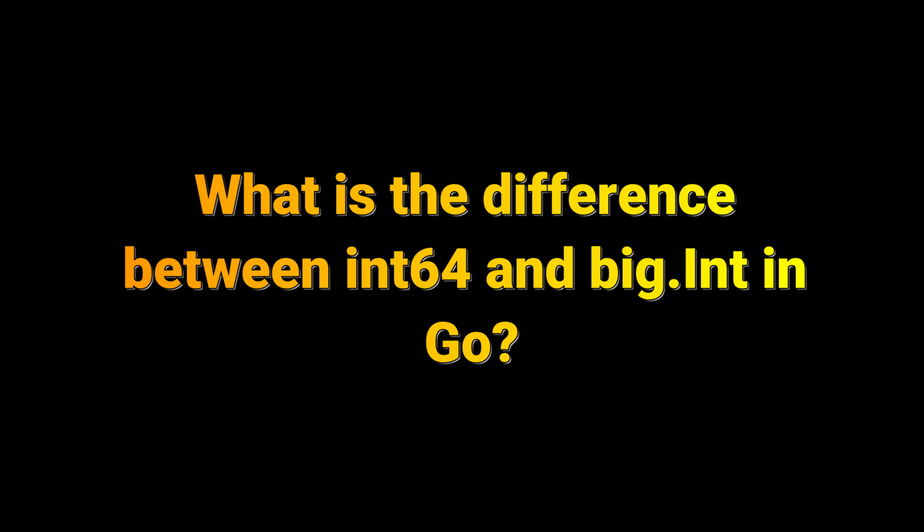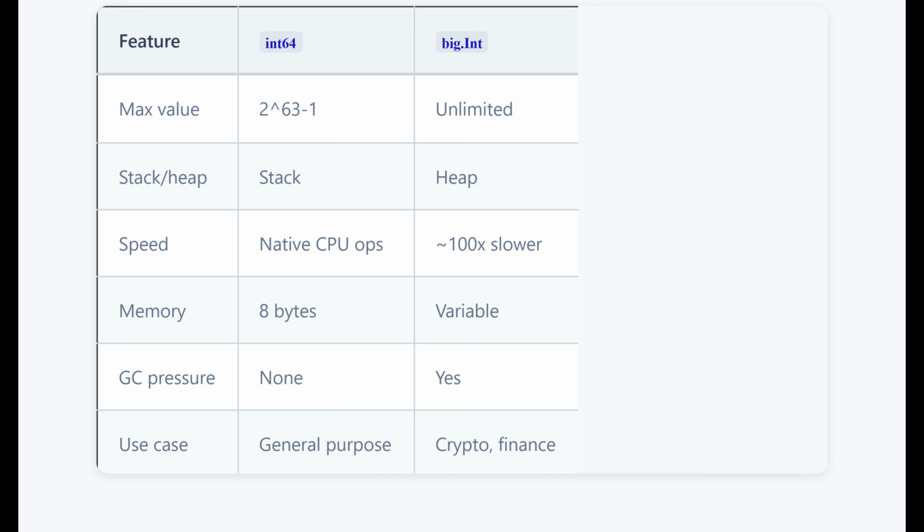Question: what is the difference between int64 and big.Int in Go? The main difference between int64 and big.Int is size and performance. An int64 has a maximum value of 2 to the power of 63 minus 1, so it has a fixed limit. It uses 8 bytes of memory and is very fast because it uses native CPU operations. It is stored on the stack and does not create garbage collection pressure. On the other hand, big.Int can store very large numbers without a fixed limit.